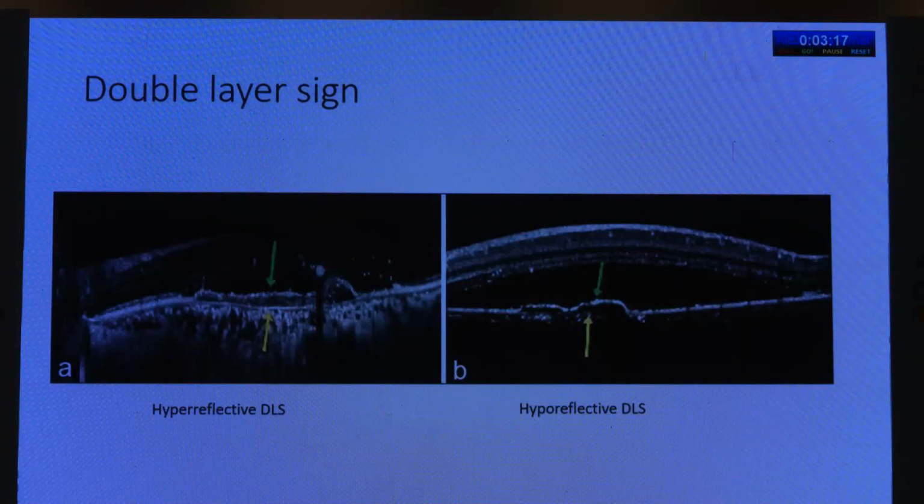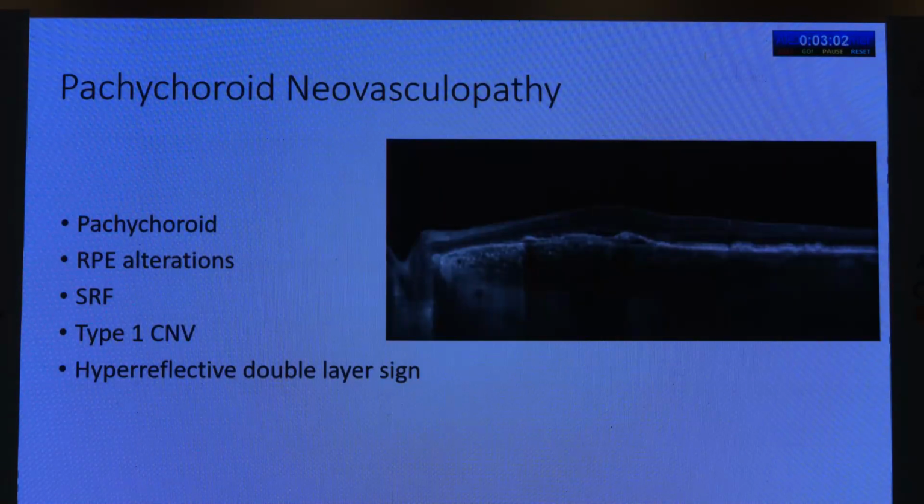So what is basically the double layer sign? If it is a hyperreflective DLS, it is an indication that there can be neovascularization. If it is only a hyporeflective DLS, it can be seen in CSCR only. In pachychoroid neovasculopathy, again there are all the pachychoroid features associated with RPE alterations and subretinal fluid, and there is associated type 1 neovascularization and a hyperreflective double layer sign.